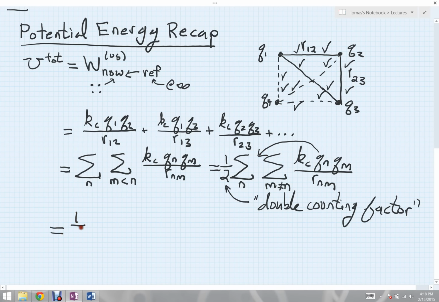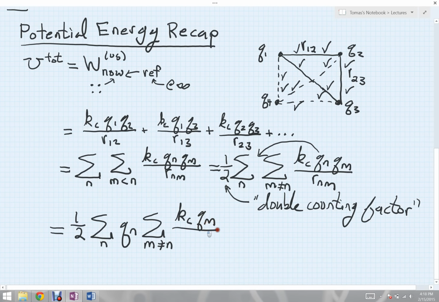I'll have my double counting factor. I'm going to have my sum over charges n. I will have Qn. And then I'm going to have the sum over all m not equal to n. And what's going in here then is Coulomb's constant times Qm divided by r_nm, the distance between m and n.